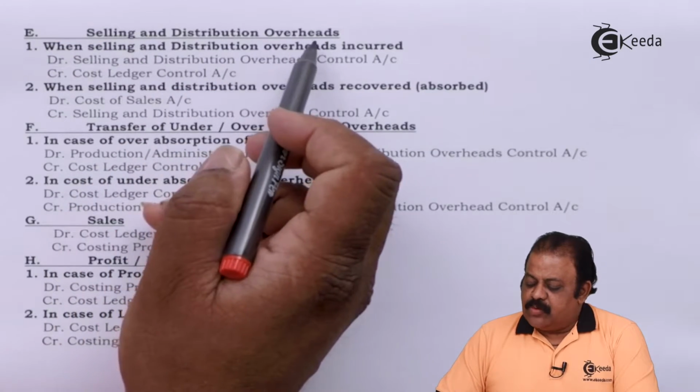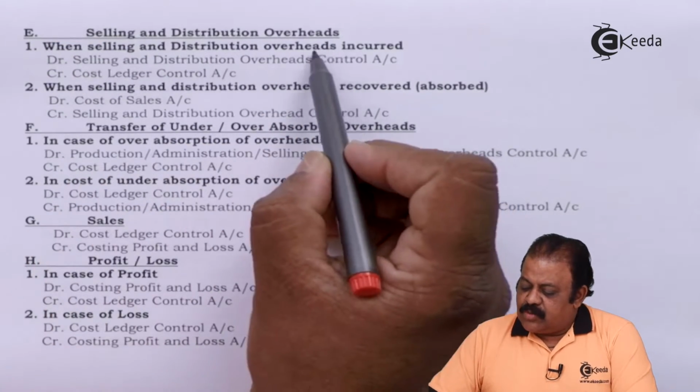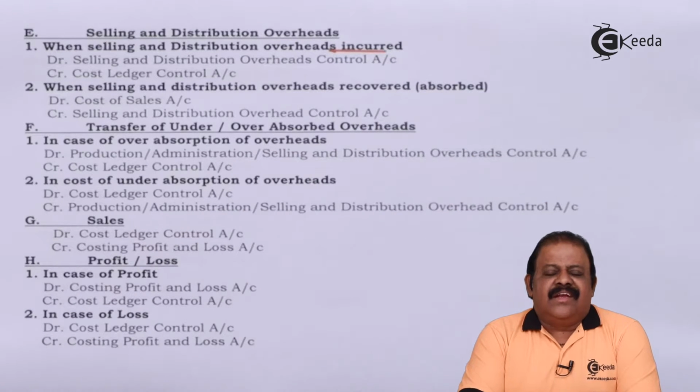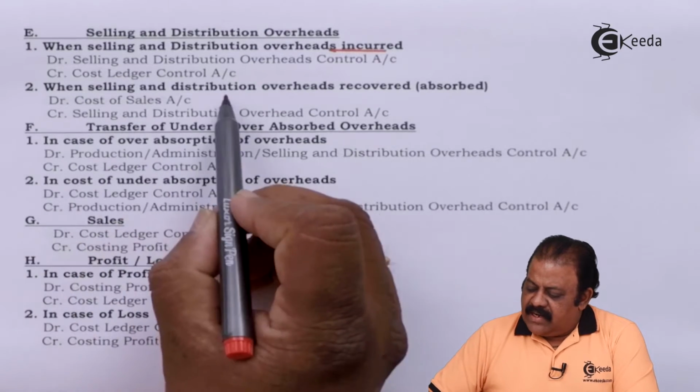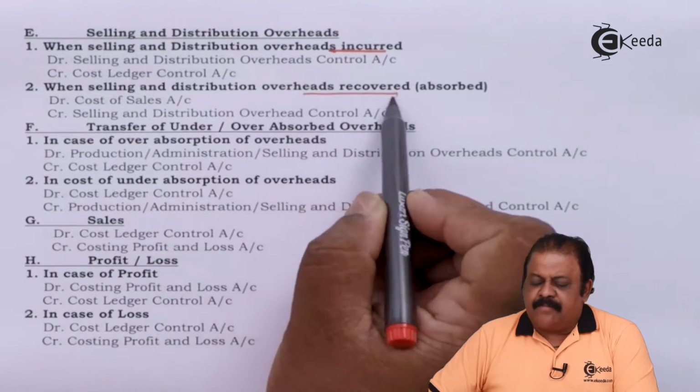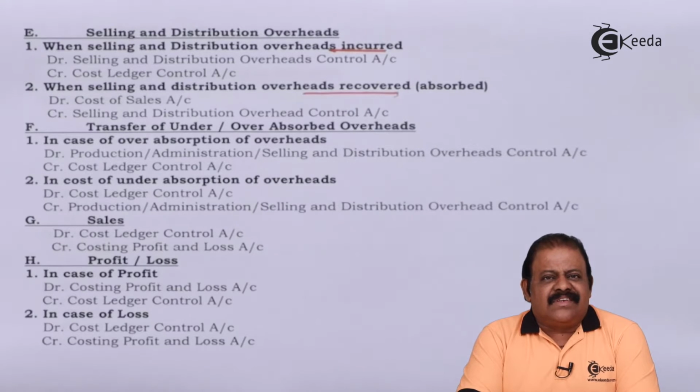Next, selling and distribution overheads. When selling and distribution overheads are incurred, selling and distribution overheads control account will be debited, cost ledger control account will be credited. When selling and distribution overheads are recovered or absorbed, cost of sales account will be debited and selling and distribution overheads control account will be credited.